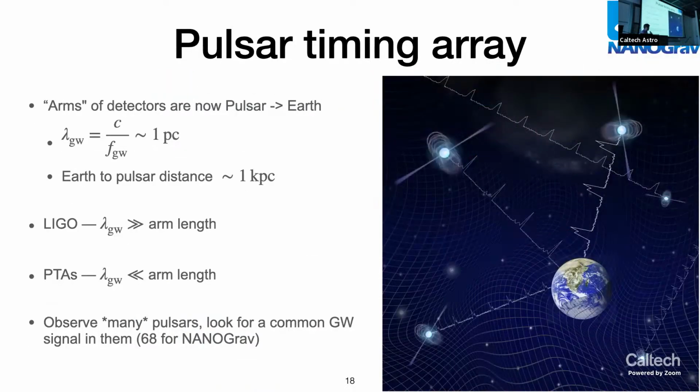Okay, so I've talked about individual pulsars. Let's upgrade this to a pulsar timing array. So now the arms of our detectors are the pulsar-Earth system. The gravitational wavelength that we're talking about here is of order a parsec, if we're talking about frequencies on the order of 10^-8, 10^-9 hertz. And the distance from the Earth to the pulsar is of order a kiloparsec in general.